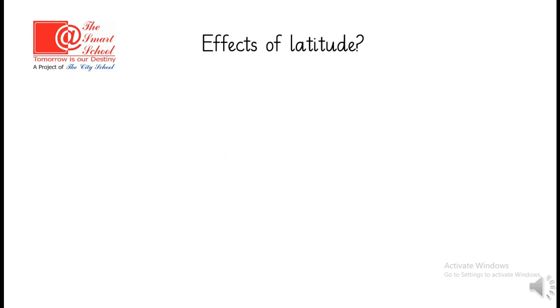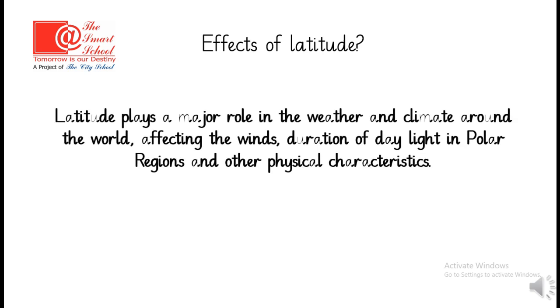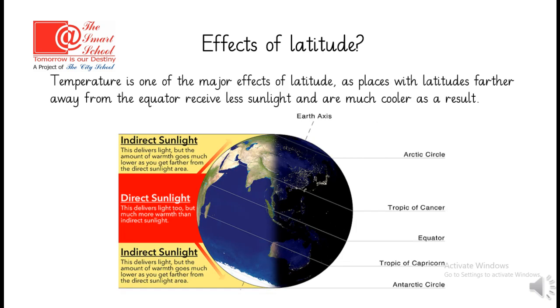As we already know what the lines of latitude are, let's discuss the effects of latitude. Latitude plays a major role in the weather and climate around the world, affecting the winds, duration of the daylight in polar regions, and other physical characteristics. Temperature is one of the major effects of latitude, as places with latitudes farther away from the equator receive less sunlight and are much cooler as a result.